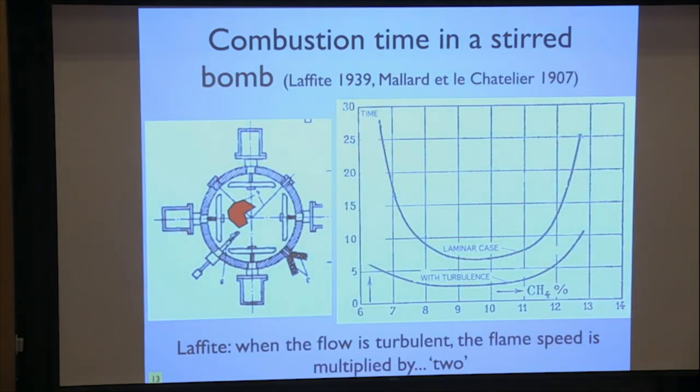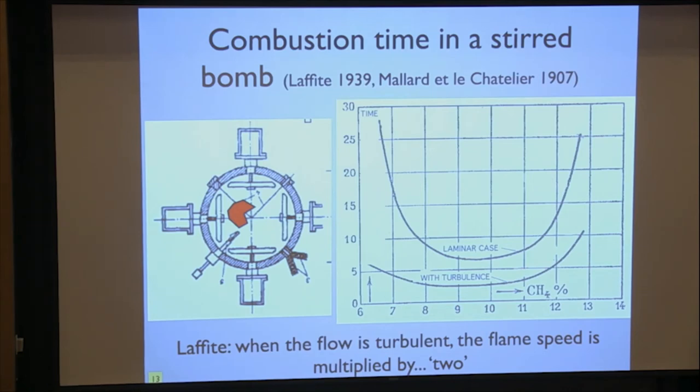If you go back to that famous book by Lafitte, in those days, the French were the leaders in combustion, so that's a long time ago. He was doing a bomb. This is a bomb in which you add fans so that you can rotate the flow. And if you rotate the flow, it becomes turbulent. Then you can look at the propagation of the turbulent flame. And he was measuring the time it takes to burn, to reach the maximum pressure, if you want.